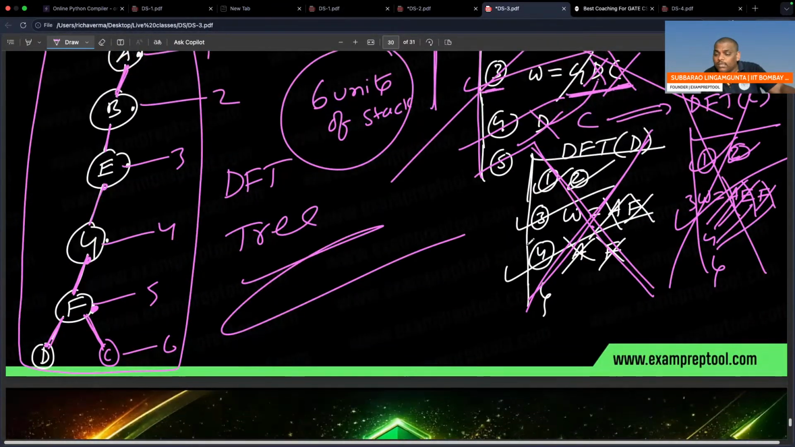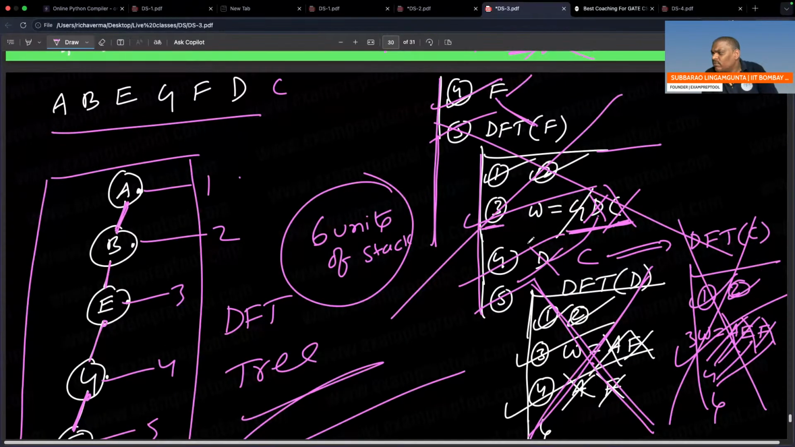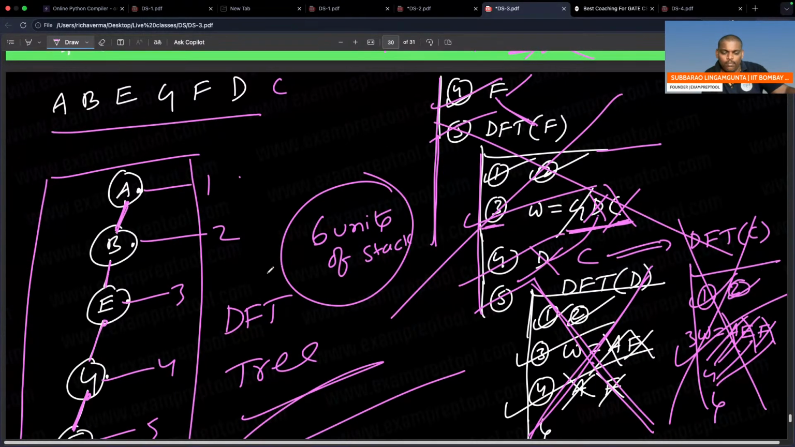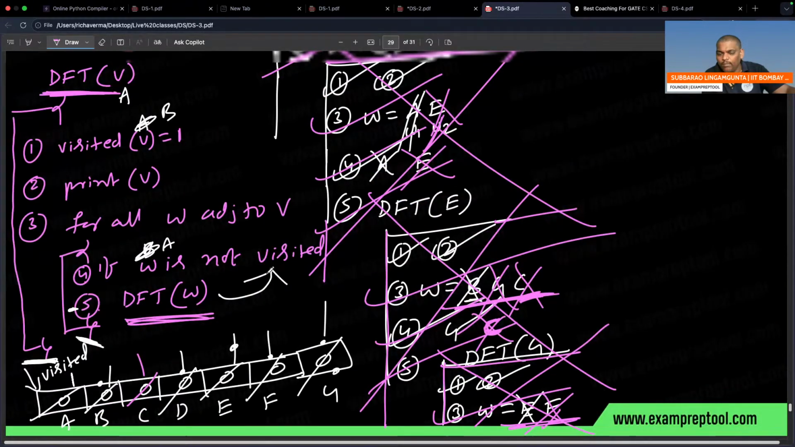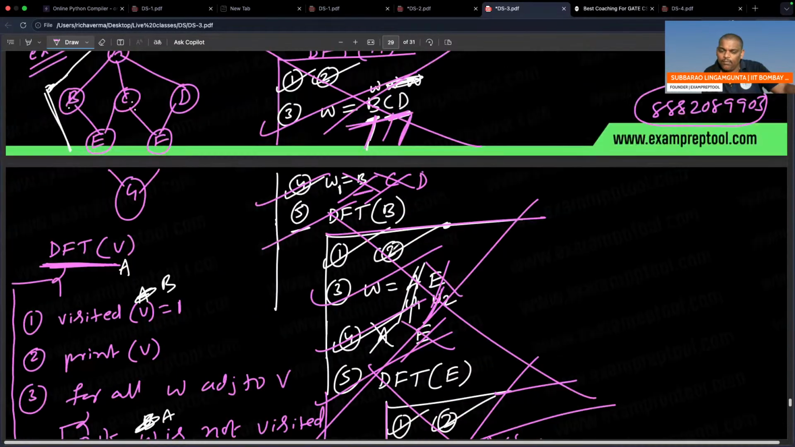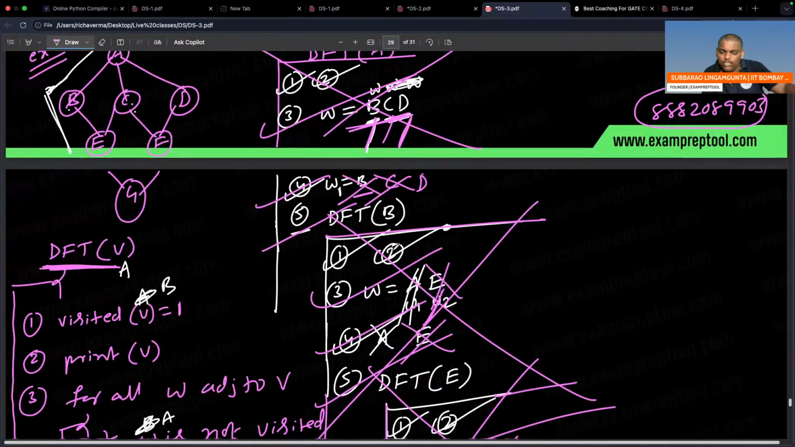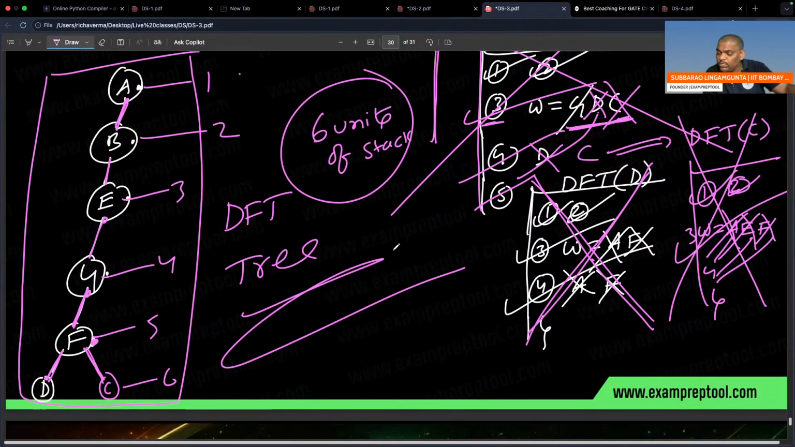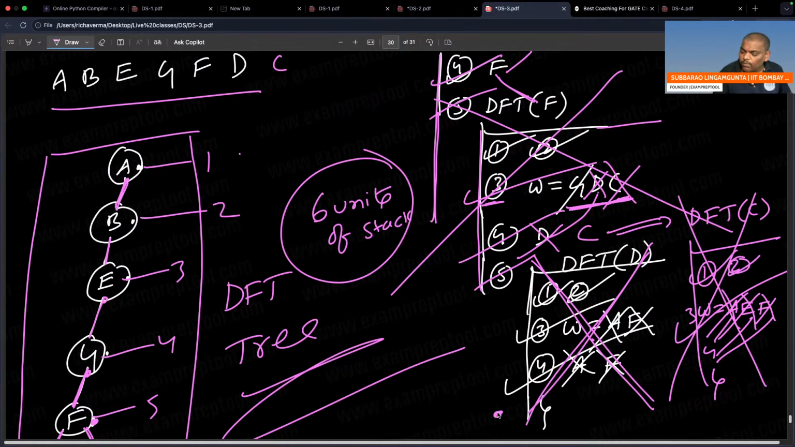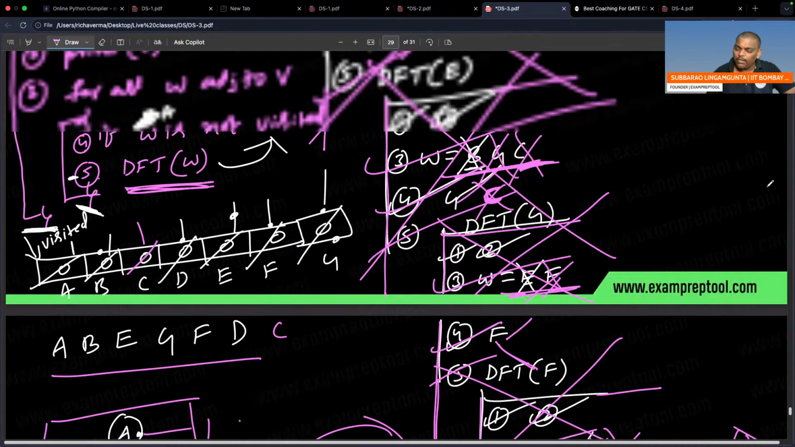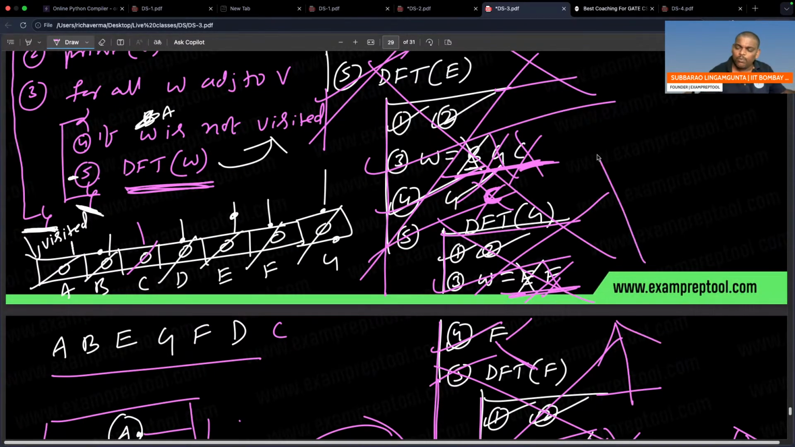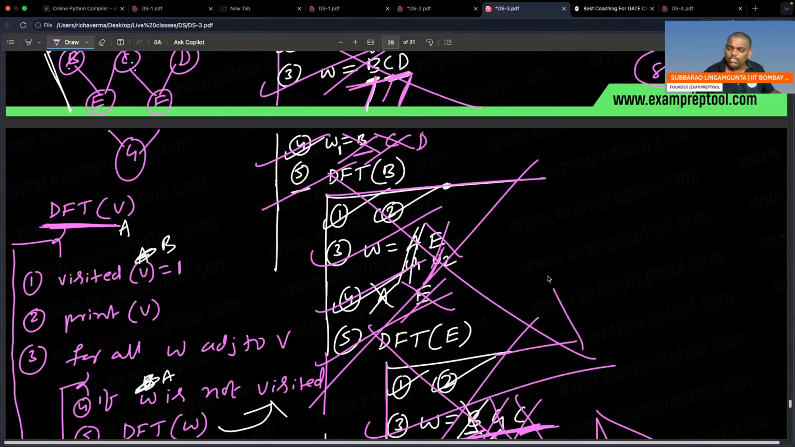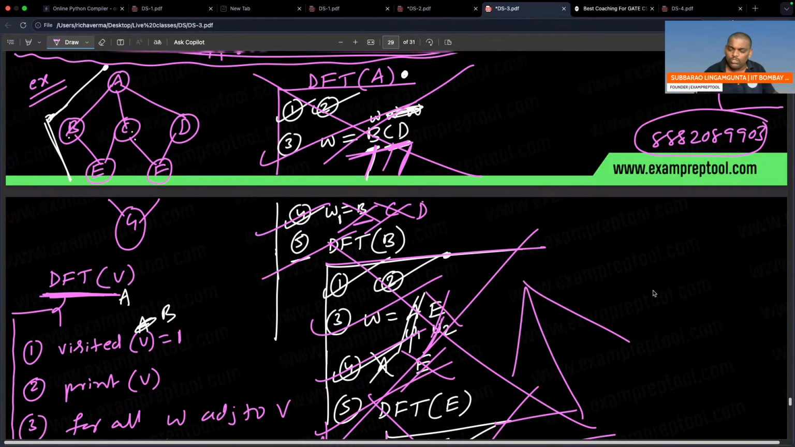So some people are asking, sir, how is the program for a DFT? This is the program. Sir, how is it running? This is how it is running. Calling means push operation. Further calling not possible. See here, further calling not possible. Backtrack, pop operation. Here further calling not possible. Backtrack, pop operation. So these pop operations go like this. Whenever there is no other chance, pop, backtrack.